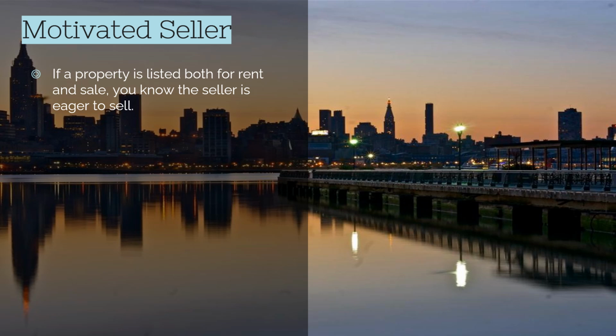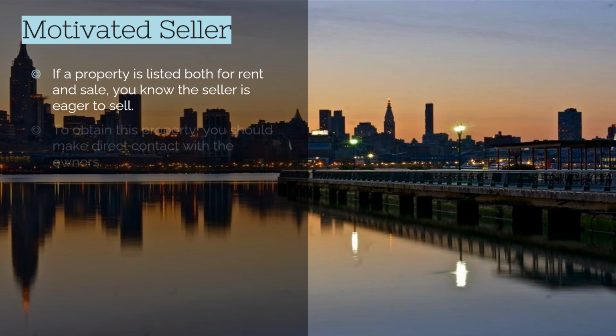Locating motivated sellers can be accomplished in a variety of ways. You will often see motivated seller written on the ad, whether it's for sale by the owner or on the MLS listing. I use a simple trick to figure out if a seller is motivated by looking at for sale by owner ads on classified sites. If the property is listed both for rent and for sale, you know the seller is eager to sell. Regardless of the circumstance, the person is attempting to sell the property or get rid of the property either way.